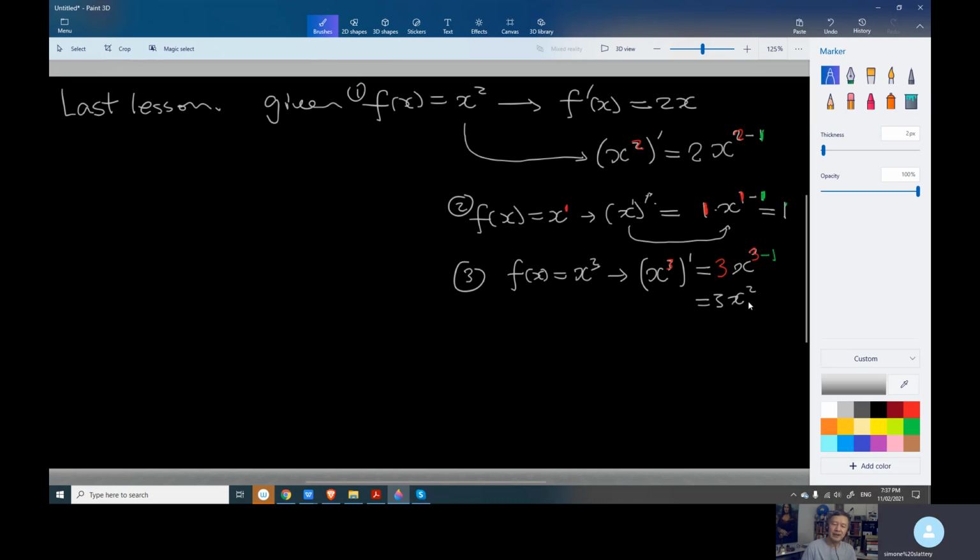Can you see that each time you do the first derivative, the power, the index, decreases by 1? Does it make sense? Now how about this one? How about f(x) equal to, say, x to the power of 14? What would the first derivative be? It would be 14x to the power of 13. Can you see that?